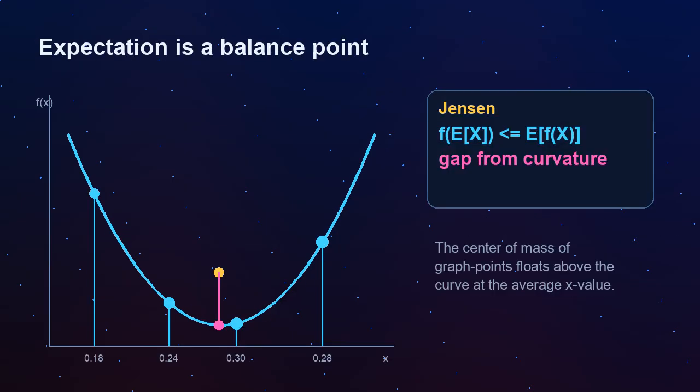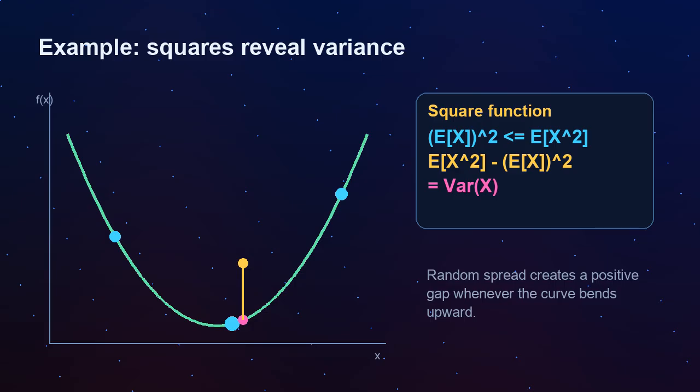Now pick a random input. Sometimes it lands on the left, sometimes on the right. The average input is the balance point. On the chord, the balance height is exactly the weighted average of the two endpoint heights. But because the curve lies underneath, the height at the balanced input is lower.